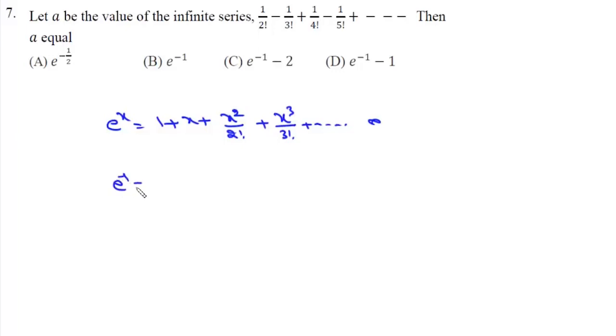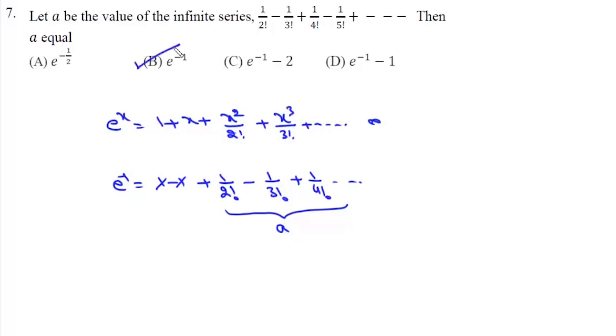So it will be e to the power minus 1, and it will be 1 minus 1 plus 1 upon factorial 2 minus 1 upon factorial 3 plus 1 upon factorial 4. Now this 1 and minus 1 will cancel, and the series on the right is nothing but a. So this a is e to the power minus 1, and that's your option B.